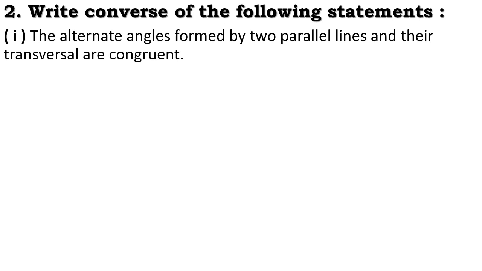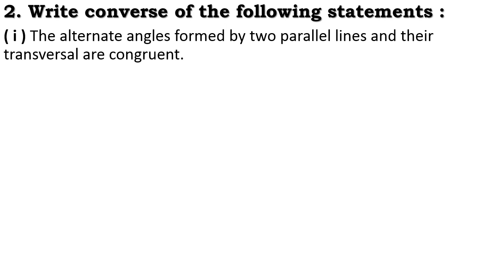So what we will do first, we'll convert this statement in if-then form. Right? Why convert this statement in if-then form? Because we know the converse of the statement means interchanging of antecedent and consequent of the statement. And to know the antecedent and consequent of the statement, we need to convert in if-then form.